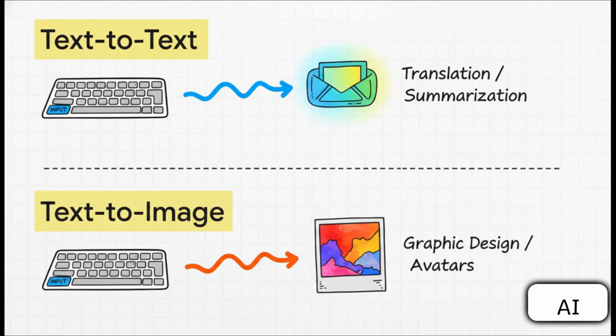With text-to-text, you type a prompt, you get text back. Think machine translation, automatic summarization, or just having it write your email replies for you. Text-to-image is where you type a description and the AI generates stunning graphic design visuals, synthesizes character avatars, or even drafts full advertising campaigns just from a simple product brief.